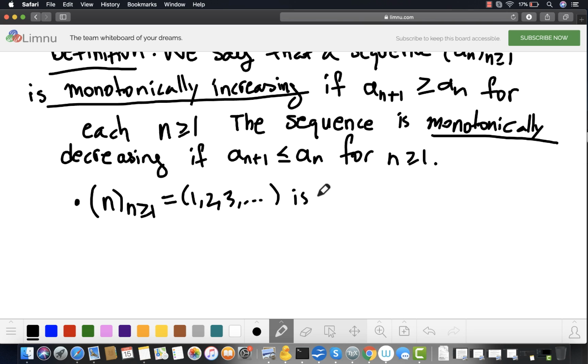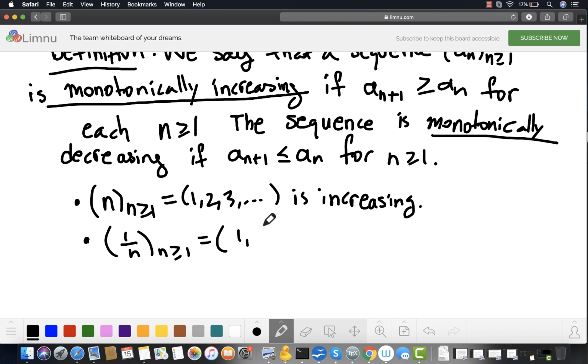This is increasing because clearly the terms are increasing. So if you compare two consecutive terms, the one on the right is bigger than the one on the left. And if you look at the sequence 1 over n instead, this is a sequence whose terms look like this.